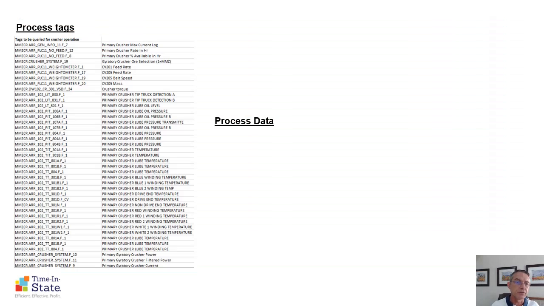Here we can see the process tags as they are recorded within the process historian. We will ask the site to actually extract this data from the process historian for an interval that we agree on. For instance, a 3-month interval, 6-month interval, or a year's data, all depending on the application, with a certain sampling rate.